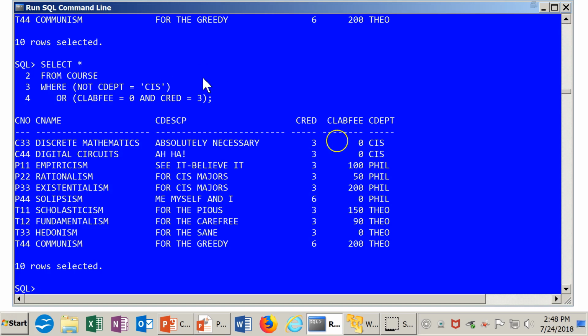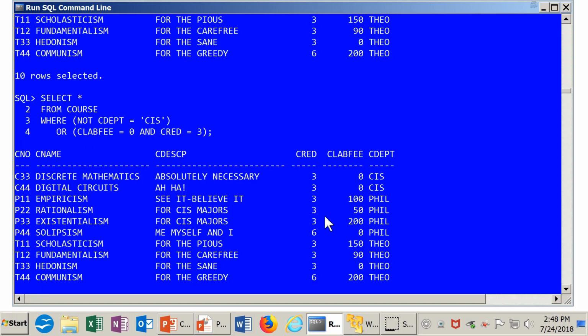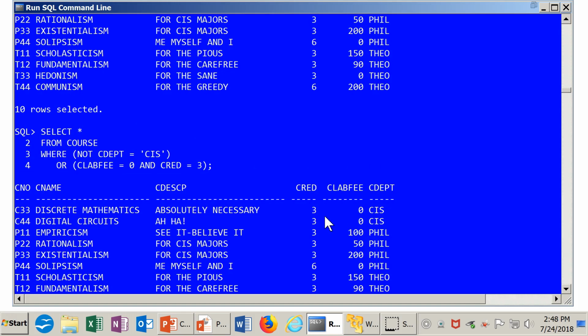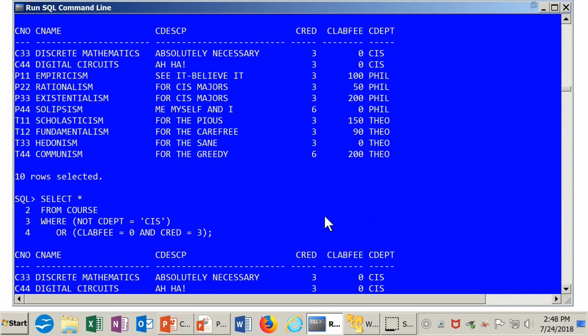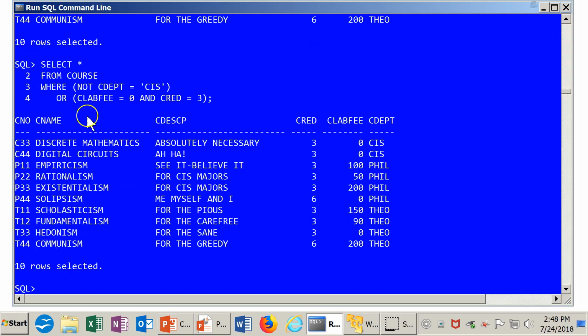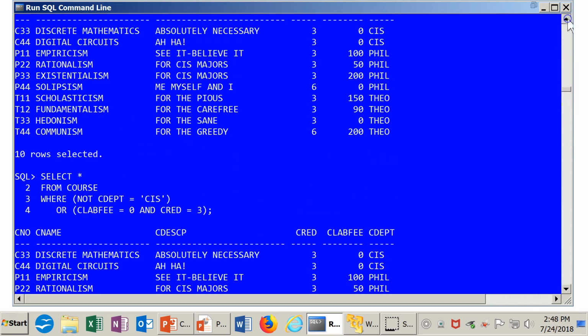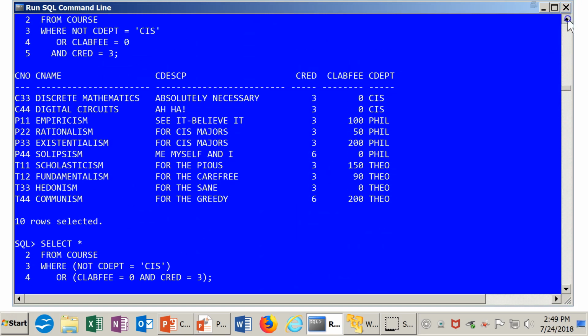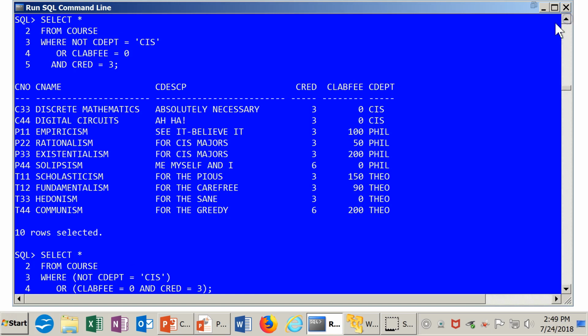And we get the same 10 rows. Again, just to confirm that for you, we know we got all of the philosophy and theology. Let's make sure we got the same CIS rows, the ones that were C33 and C44. Yes, indeed, those are the 2 CIS rows that appeared. So this is exactly the same. And let me just bring the 2 up so you can see them together on the screen.